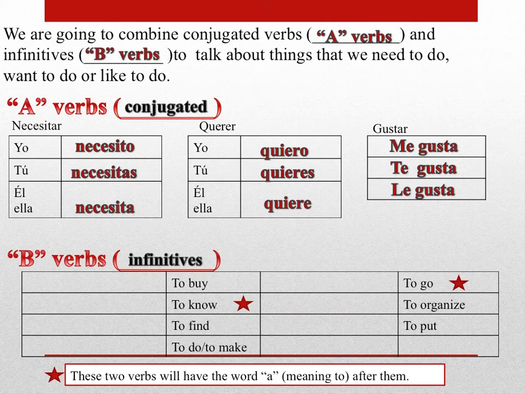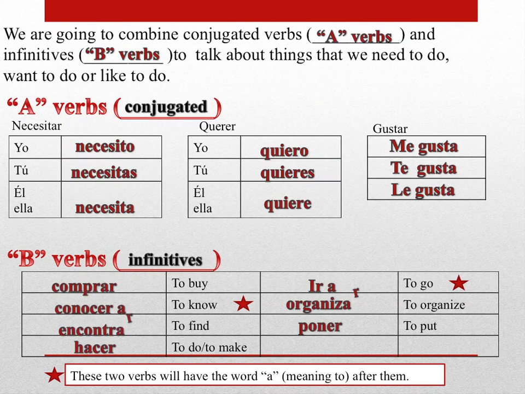B verbs are simply infinitives or infinitivos. Those verbs are not going to be conjugated or changed or manipulated. Okay, let's look at the B verbs. If you want, you can push pause now and fill in your worksheet. To buy is comprar. To know, conocer a. Encontrar is to find. Hacer is to make. Ir a is to go. Organizar is to organize. And poner is to put.